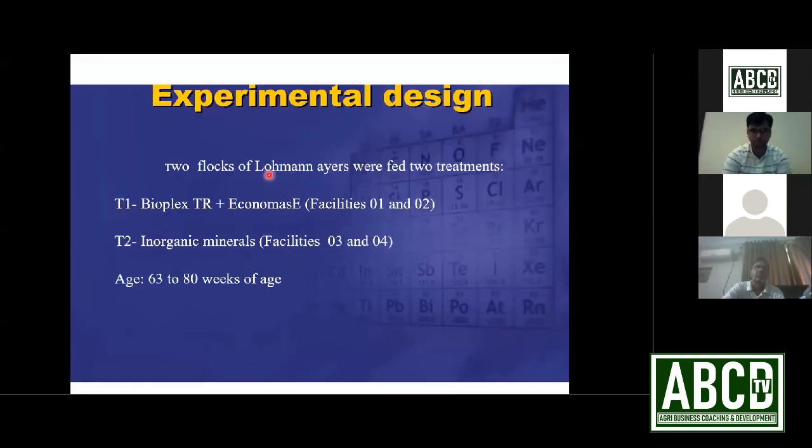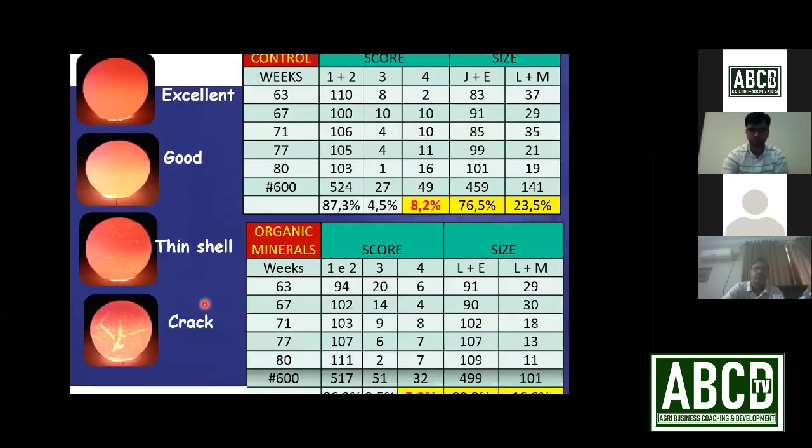So this one, they had Lohmann layers, and they had Bioplex TR plus Economase, against the inorganic minerals. They went from 63 up to 80 weeks of age. They classified the eggshell quality as excellent, good, thin shell, and what they call the crack. They added one and two as just one here. Number three was thin and the crack was the last one.